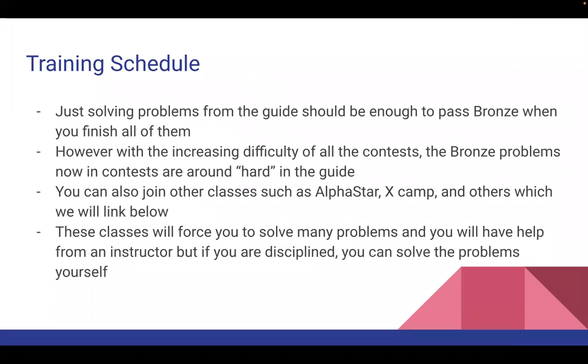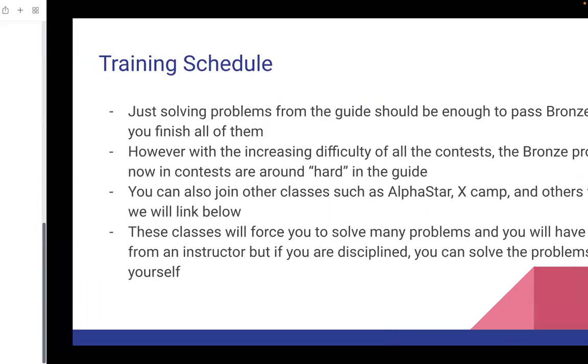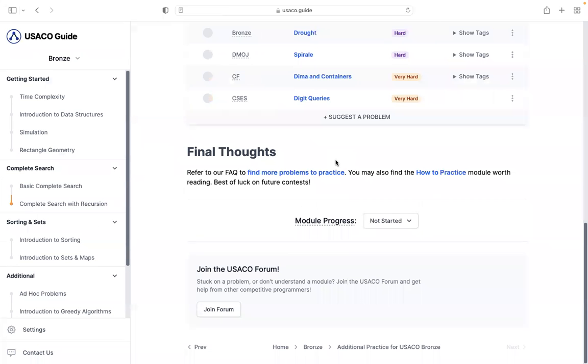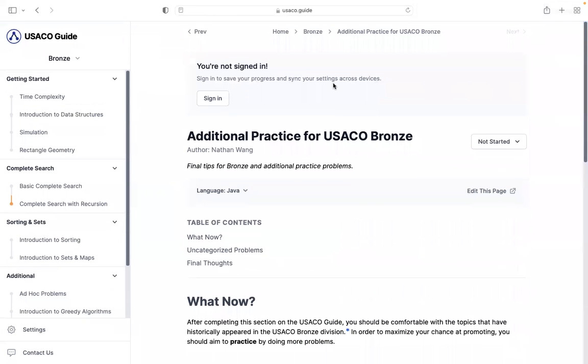So now onto a training schedule. Really, you just want to solve problems from the guide, and that should be enough to pass bronze when you finish all of them. But with the increasing difficulty of the contest, the bronze problems are now hard. You can also join classes such as AlphaStar, CampX, and even the website that made this, USACO Guide, is offering classes, and I'll link that in the description. And they're not too expensive, $100 if you want to do them.